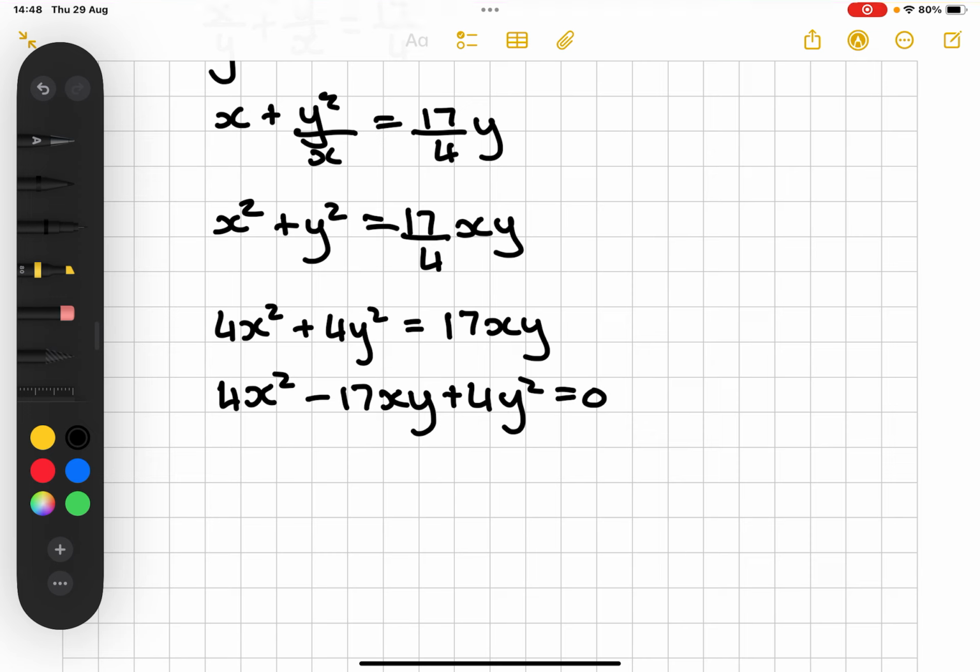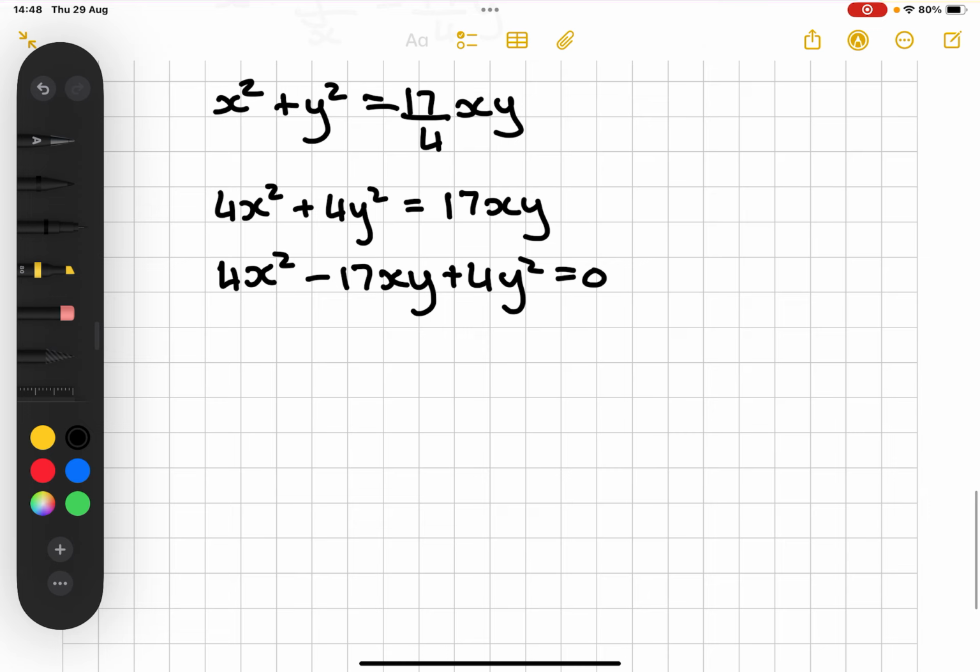Okay, now in this case, you can either choose to solve for y or for x. I'm going to choose to solve for x just because it's more familiar. And so what we're going to use is the quadratic formula. So our 4 is going to be the a, our minus 17y is going to be our b value, and for our c value, we're going to have 4y squared, okay?